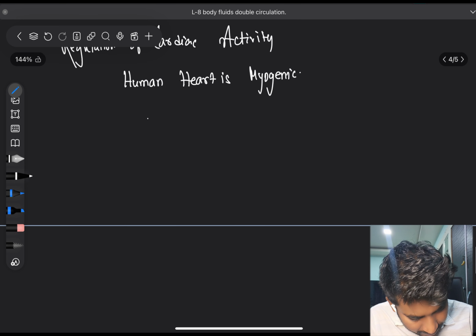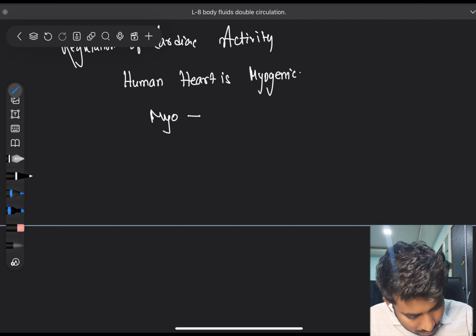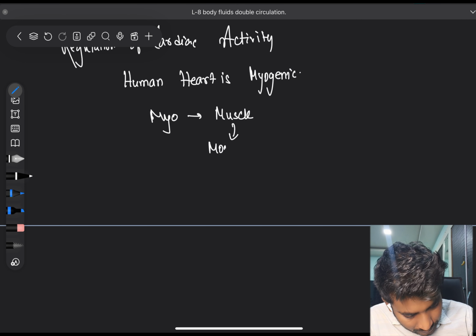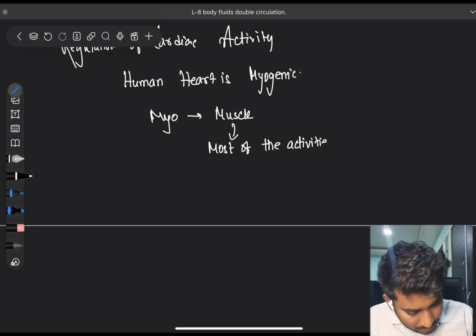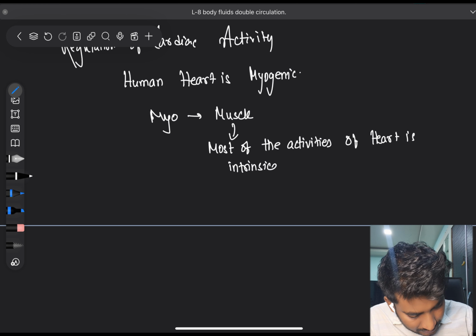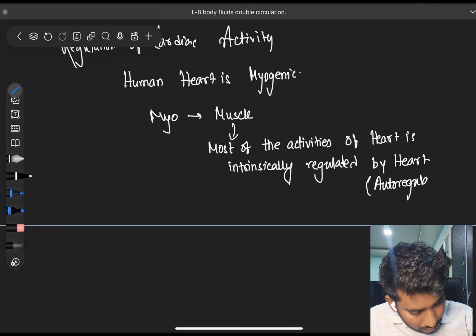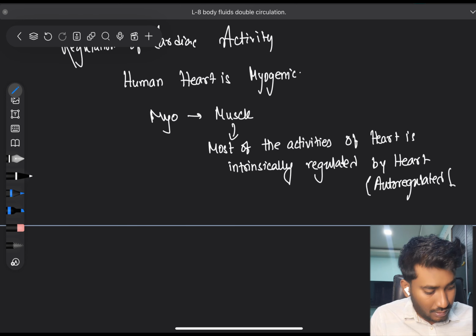Now, the word myo means muscle. Most of the activities of the heart are intrinsically regulated by the heart. That is auto-regulated. So I am ending here.